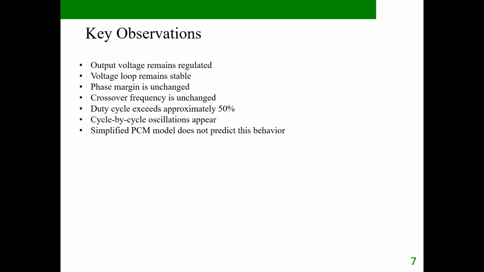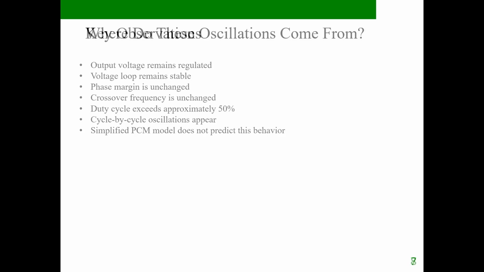Yet, once the duty cycle exceeds approximately 50%, a new phenomenon appears. The switching cycles are no longer identical, and the converter begins exhibiting cycle-by-cycle oscillations. Most importantly, this behavior is not predicted by the simplified peak current mode model. This immediately suggests that an additional mechanism is present inside the peak current mode modulator.